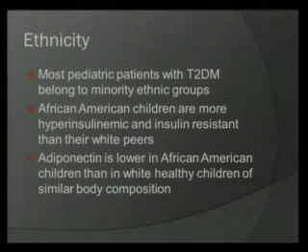Now, ethnicity, as we said: type 2 diabetes has more incidence and prevalence among minority ethnic populations. A study showed that despite 30% lower visceral adiposity in African American adolescents, insulin sensitivity was not better than their white peers. And the level of adiponectin is lower in African American compared to white healthy children, despite similar body composition.